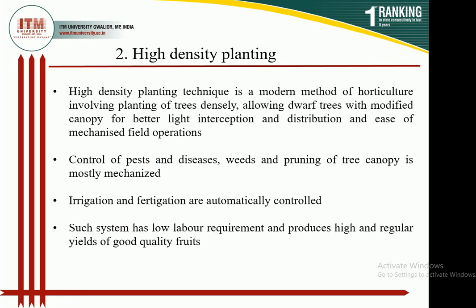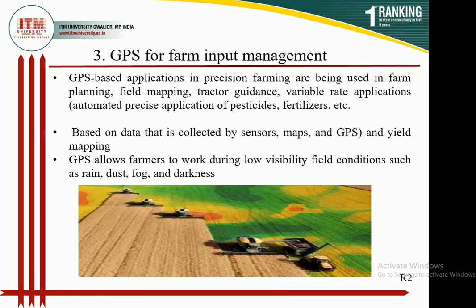In that type of planting, everything will be more mechanized and automated, like irrigation and fertigation being automatically controlled. In such a system, the labor requirement will be very low, the yield will be more and more, and the quality of fruits and goods will also be better.